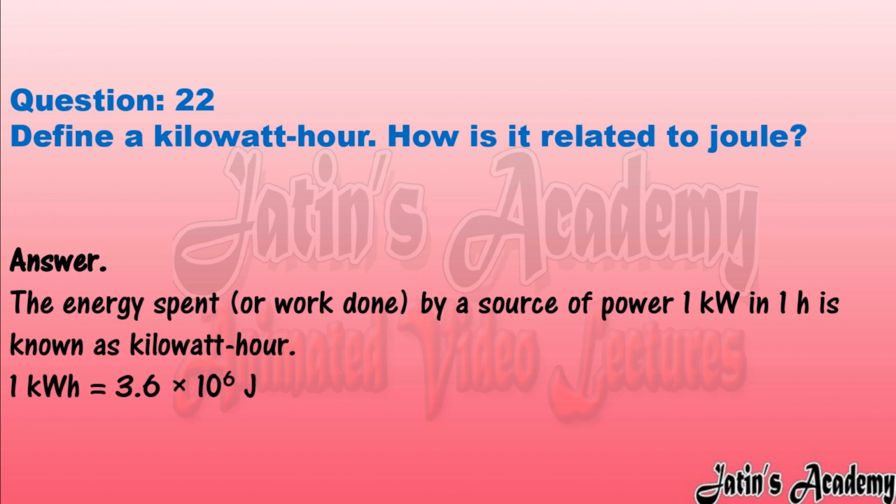Question 22. Define a kilowatt-hour. How is it related to joule? Answer. The energy spent or work done by a source of power 1 kilowatt in 1 hour is known as kilowatt-hour. 1 kilowatt-hour is equal to 3.6 times 10 raised to the power 6 joule.